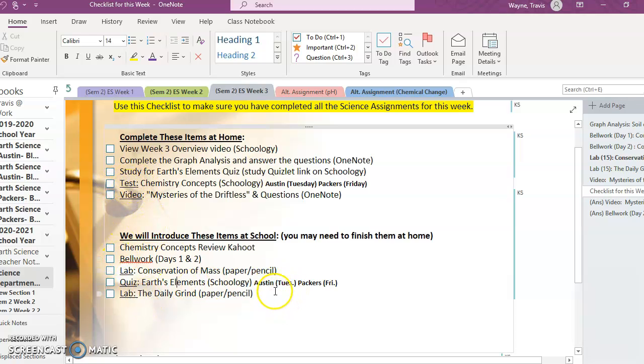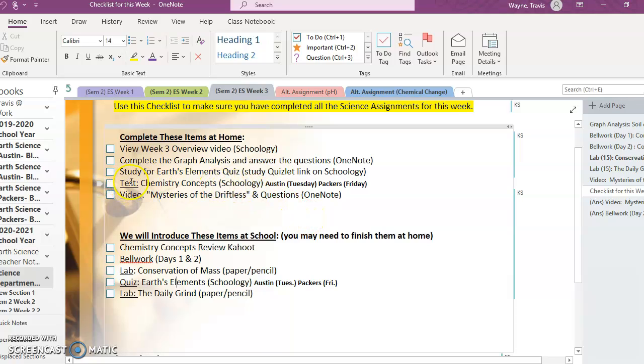For Austin, your assessment will be posted Tuesday, most likely during your third period, which is academic coaching, because you guys do have a little bit of flex time at the end. So we'll post it because you might be able to have some time to take it then, or it's going to be posted Friday for Packers during that same time period. Just to give you guys a little bit of a heads up.